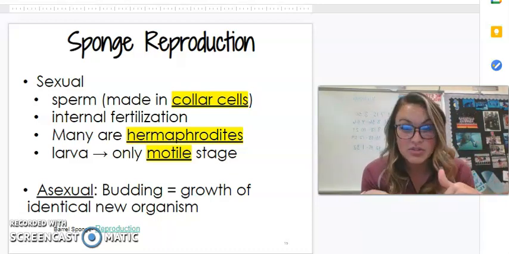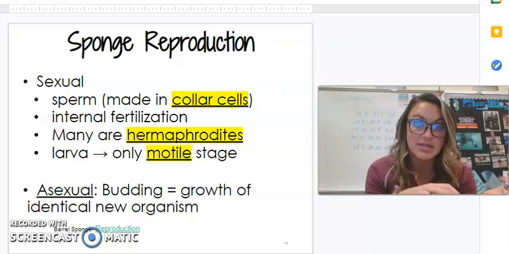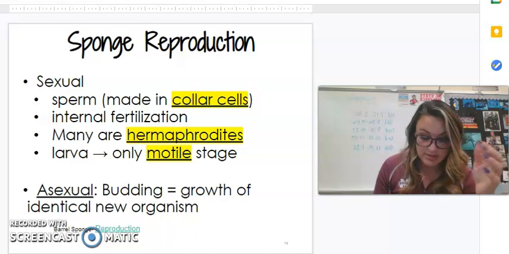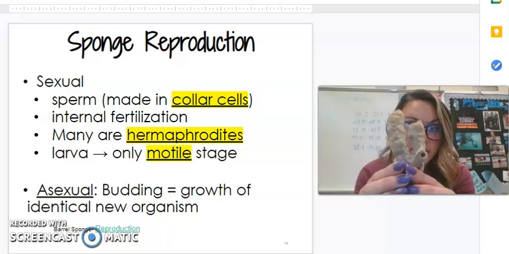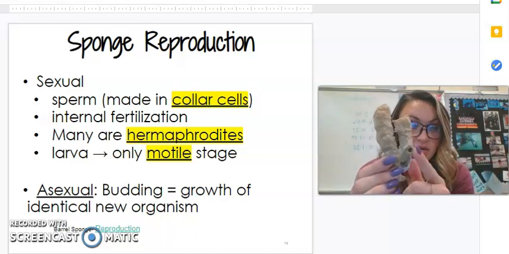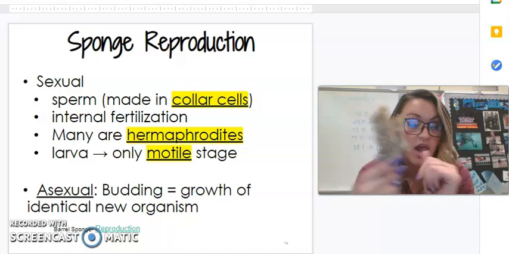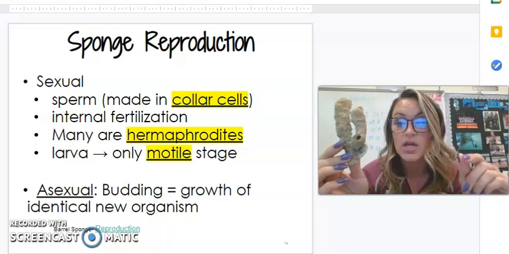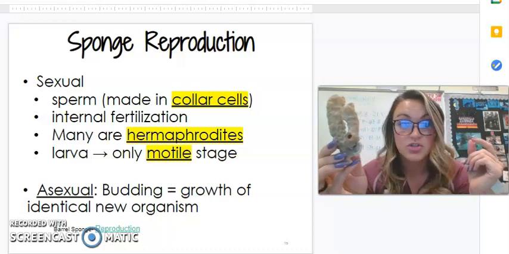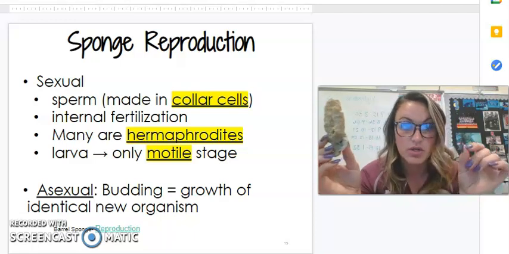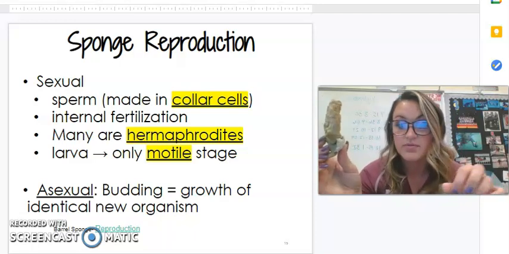They can also go through a process of asexual reproduction in the form of budding. They can actually grow an identical organism off the side. So case in point, we could have this sponge here grow an identical organism, an identical sponge, off the side of that. And we're talking identical not just in structure and shape, but actually in genetics as well. Because remember, asexual reproduction produces genetically identical offspring.